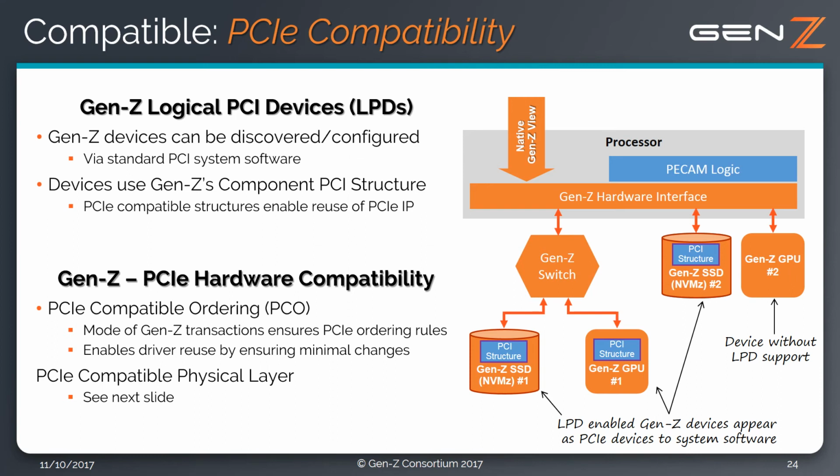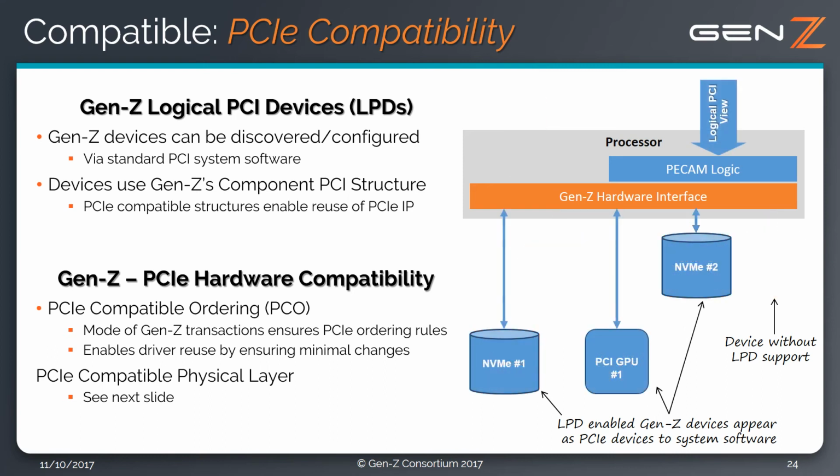The second LPD capability is the PECAM logic block in the Gen Z enabled CPUs. On CPU boot reset, the BIOS or system firmware will perform Gen Z device discovery, and for each Gen Z component discovered with a component PCI structure, would map this into the CPU's PCI bus architecture and program the PECAM logic block to enable standard PCI bus discovery of the Gen Z components using PCI bus device and function numbering. We will morph the figure to the right to illustrate how the Gen Z devices appear to the operating system or system firmware's PCI discovery process.